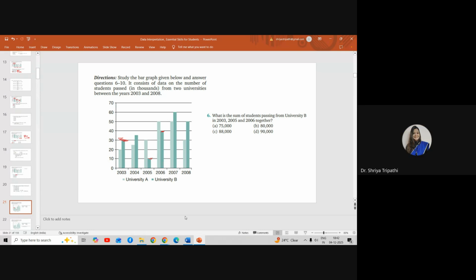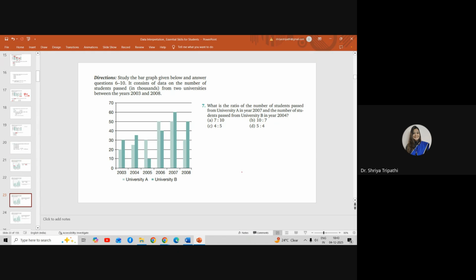80,000. 80,000, right? So here 30 plus 10, we are having 40, 40 plus 40, 80. So 80, and here we need figure. So here the answer would be 80,000. Okay. Next up, we have study the bar graph again.